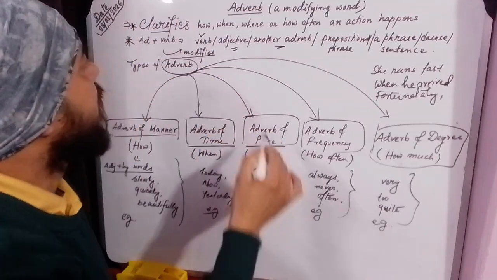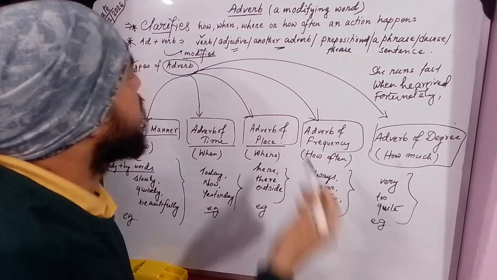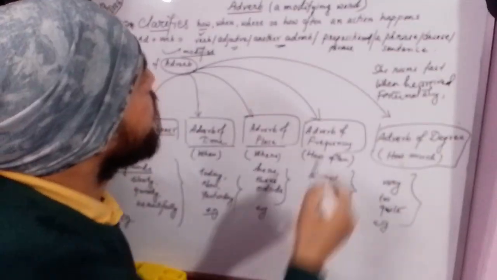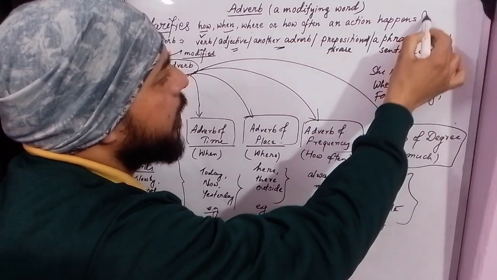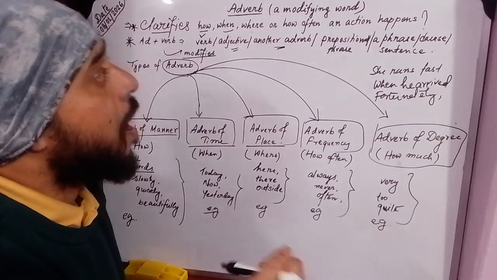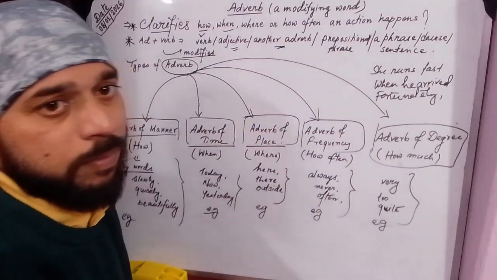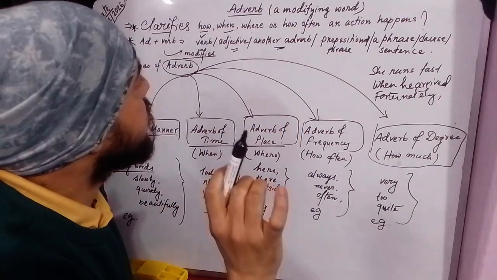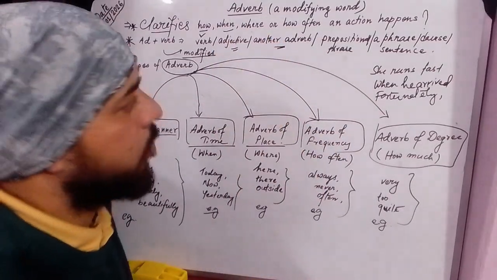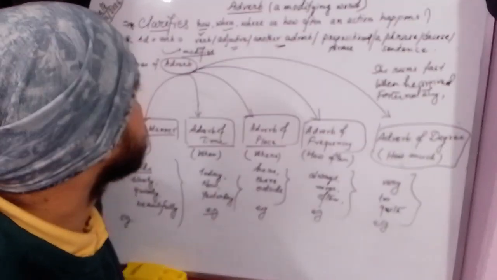Now, what does it clarify? An adverb clarifies certain answers of certain questions, like how an action happens in a sentence, when an action happens in a sentence, or where, or how often. So these are the basics of adverb. 4 questions, 4 answers we can get through adverb. How, when, where, or how often. That's it.